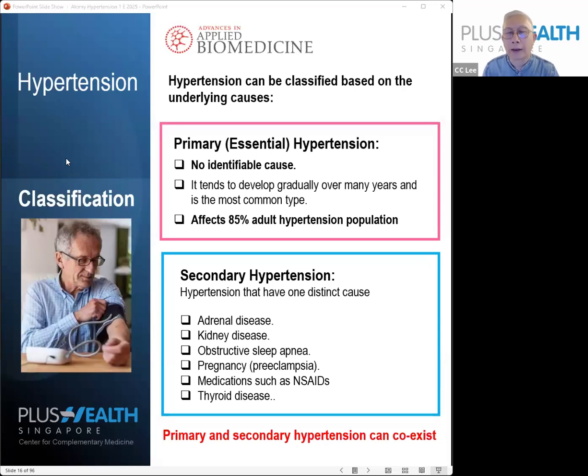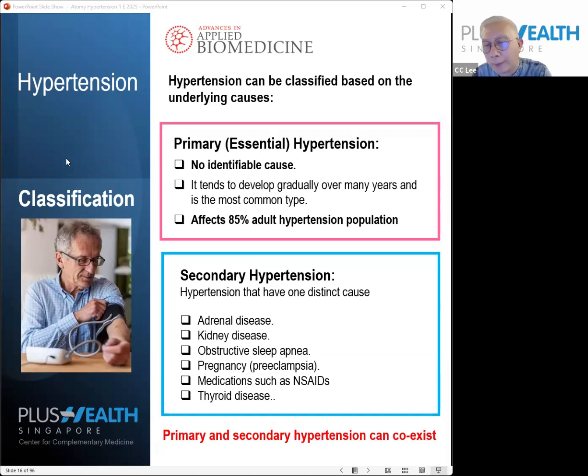identifiable cause. There's another category of hypertension we call secondary hypertension. It's not that this hypertension is not important. Secondary is just a term referring to hypertension that has one distinctive cause. That means that we know exactly what triggered it. These are usually related to diseases, like adrenal diseases, kidney diseases, obstructive sleep apnea, pregnancy, medication, and thyroid diseases as well. We will discuss secondary hypertension in further detail.